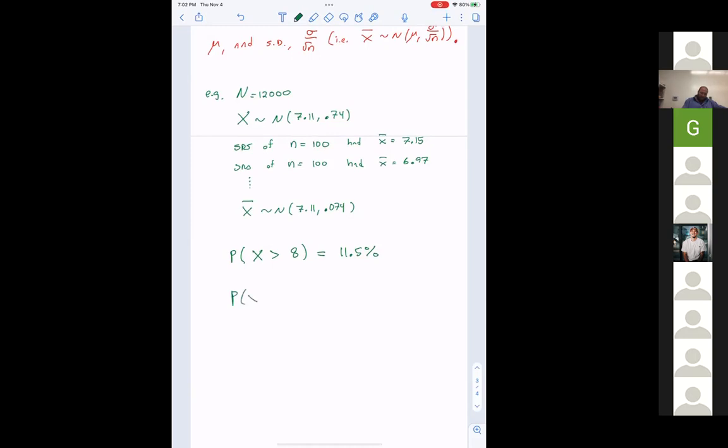What's the probability that X bar is greater than 8? That I took 100 people and averaged them, and their average was greater than 8. What's the likelihood that that happens? Don't we just change the standard deviation to 0.074? So that was what I got earlier. Yeah, that's 1.32 times 10 to the negative 33 power. Essentially, it's 0. It's impossible.